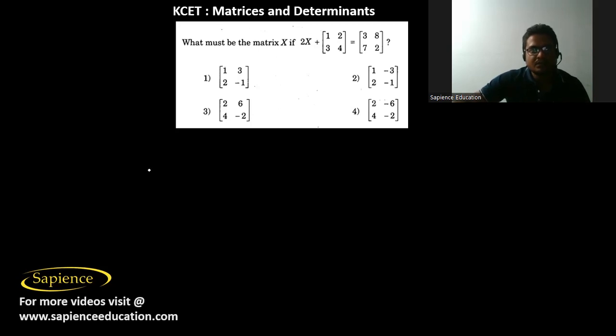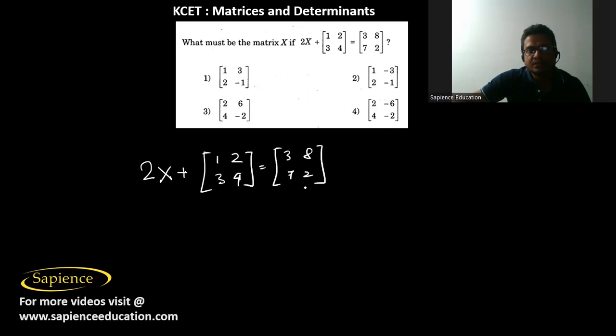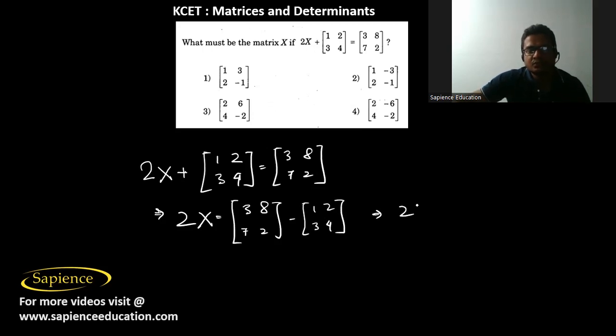So here it is told that we have to find the matrix X if 2X plus the matrix 1, 2, 3, 4 is equal to 3, 8, 7, 2. Now therefore the matrix 2X can be written as 3, 8, 7, 2 minus 1, 2, 3, 4. So 2X is 3 minus 1 that is 2, 8 minus 2 that is 6, 7 minus 3 that is 4, 2 minus 4 that is minus 2.